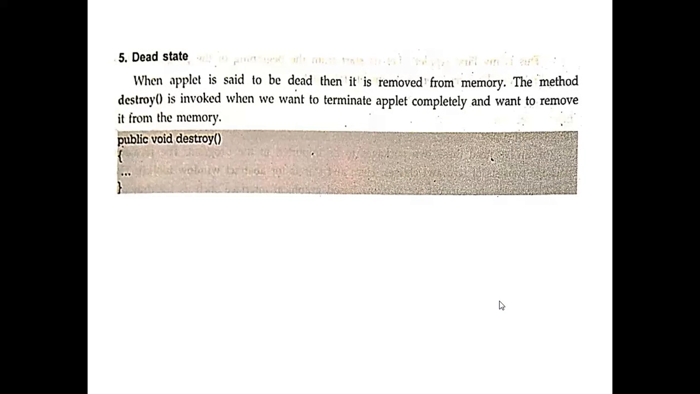The last stage of the applet is the dead state. When the applet is said to be in the dead state, it is removed from the memory. The destroy method is invoked when we want to terminate the applet completely and remove it from the memory. The syntax of the dead state or destroy is shown below, that is public void destroy.